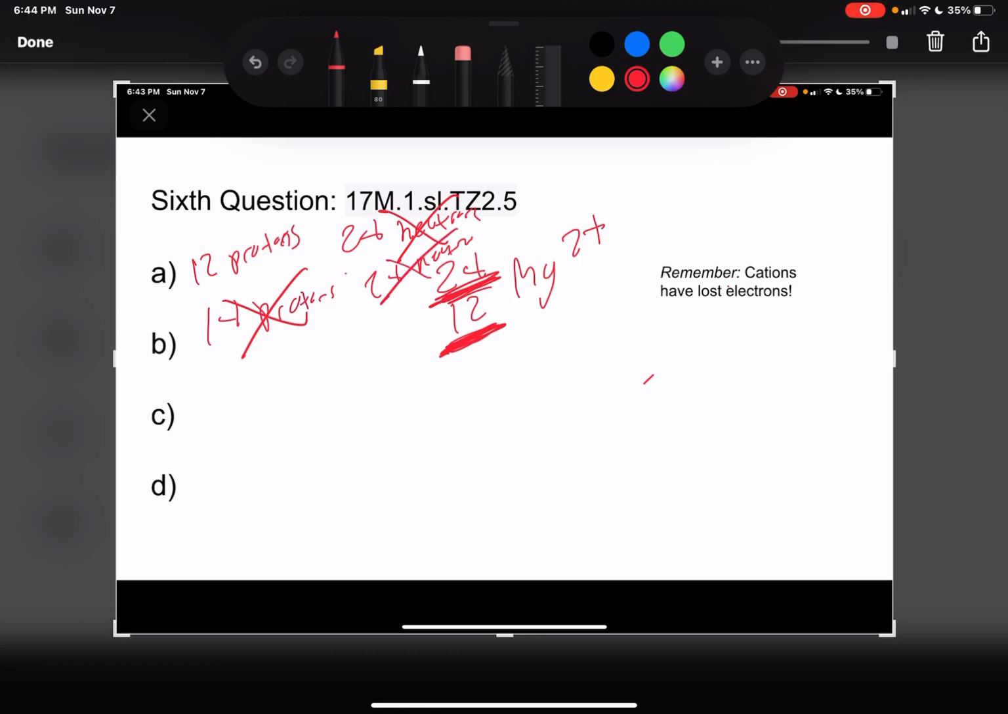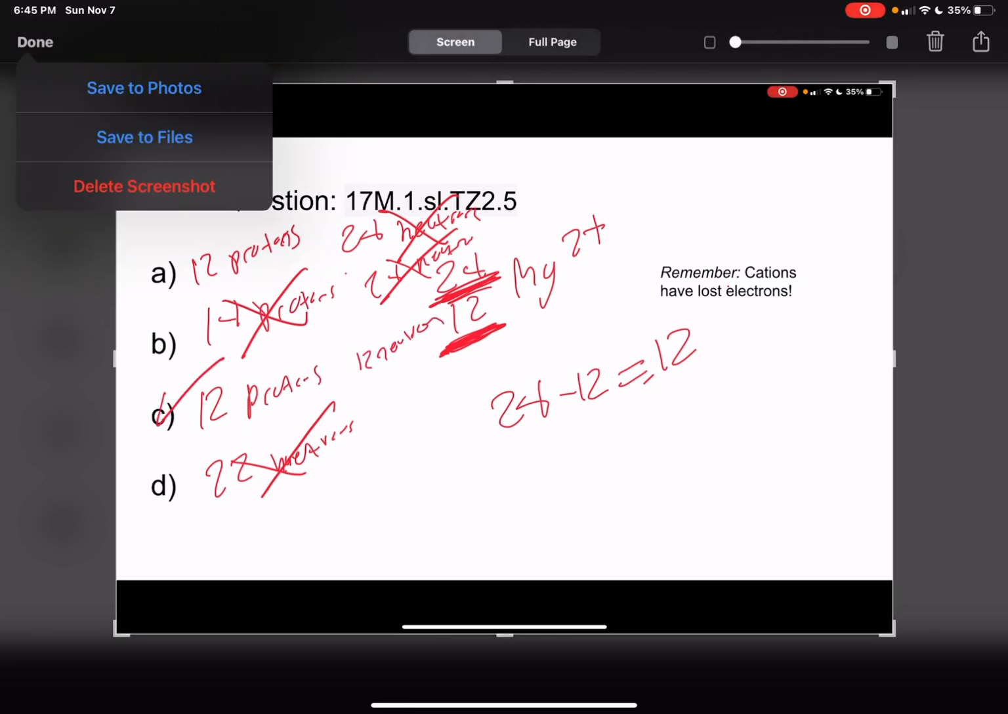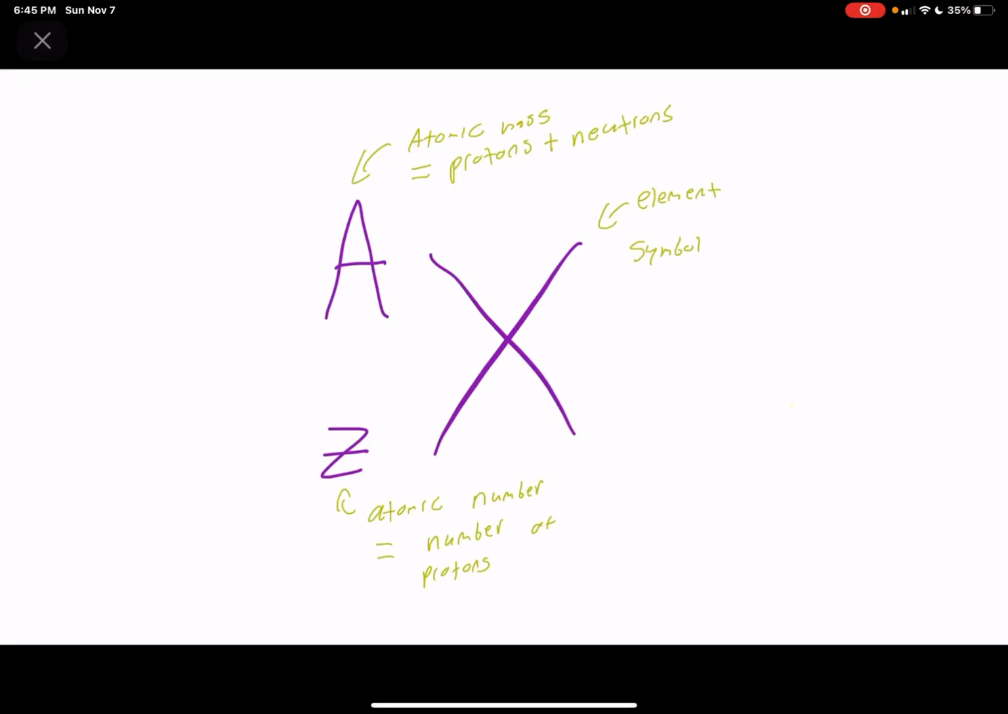And then it can't be D, because D says it has 22 neutrons, which is incorrect, because you find the neutrons by subtracting the protons from the atomic mass, because atomic mass equals protons plus neutrons, so you subtract the protons in order to find the neutrons, which are 12. 24 minus 12 is 12, so it's C, because C says it's 12 protons and 12 neutrons. So the answer is C.